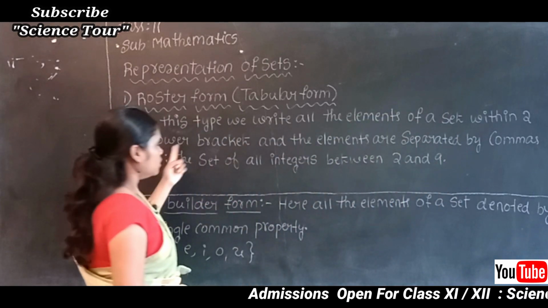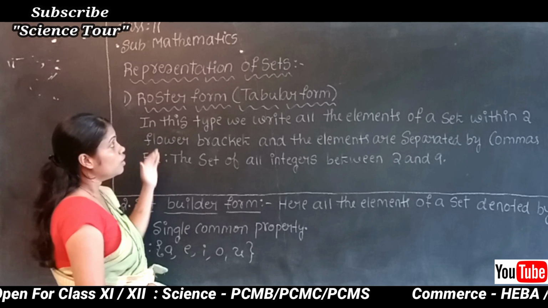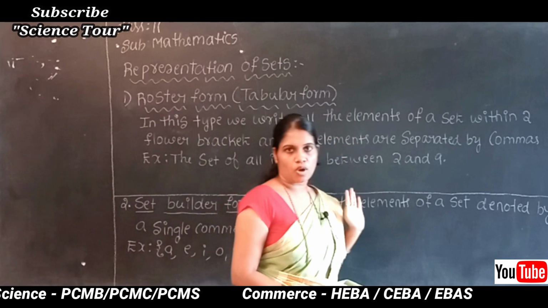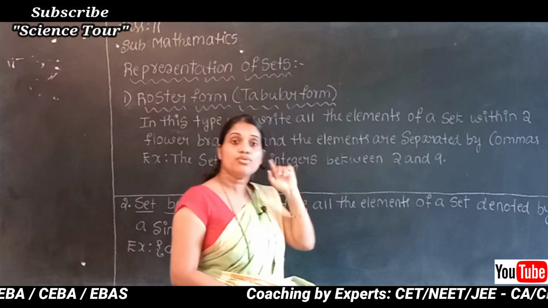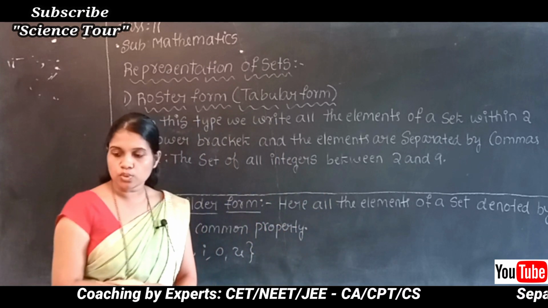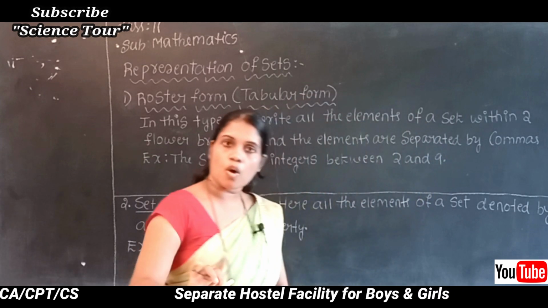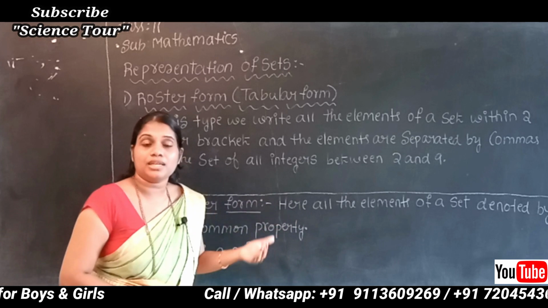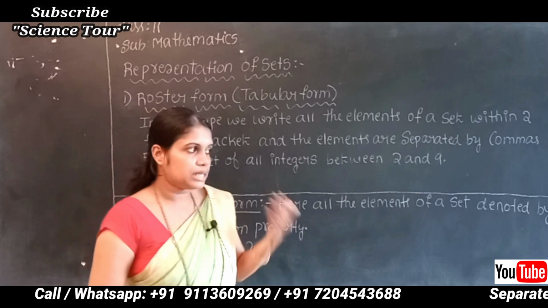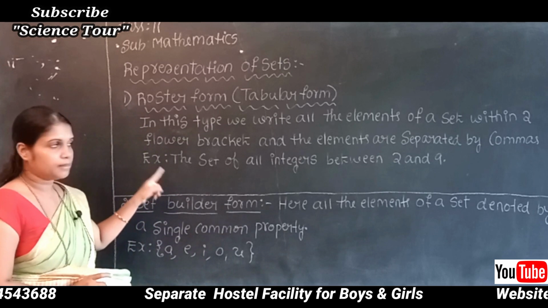So according to this roster form, we'll write all the elements of a set within two flower brackets, and each element is separated by a comma. I'll take one example, and you will come to know.